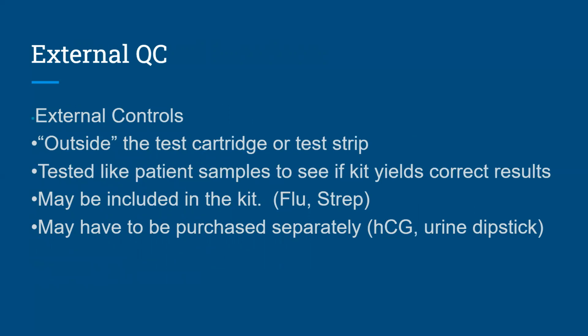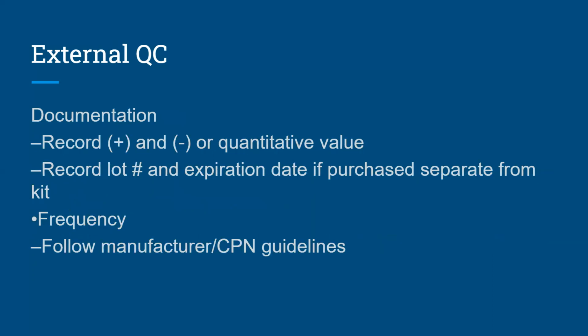External controls are outside the test cartridge or test strip. So external controls are used like a patient sample to see if the kit yields expected results. They sometimes are included in a kit. For instance, a strep kit often has the control swabs included in it, or they may have to be purchased separately. For instance, pregnancy or HCG testing, they have to be purchased additionally to the kit.